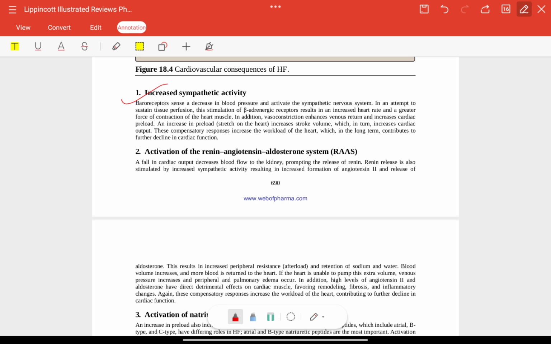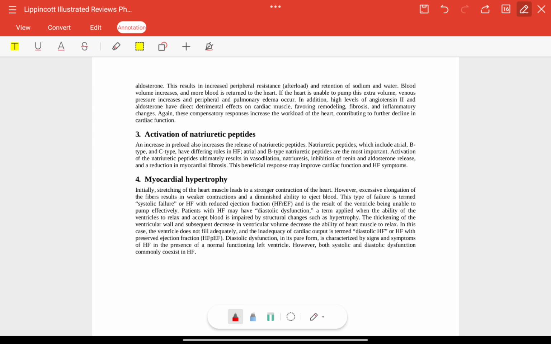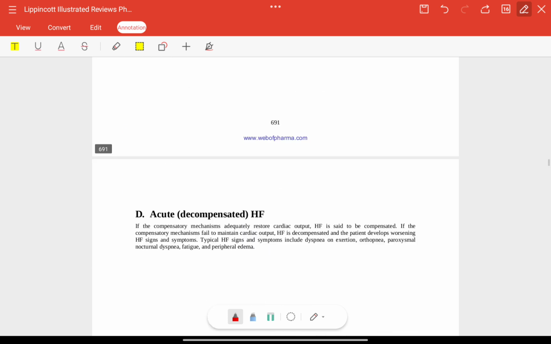Now, the compensatory mechanisms are increased sympathetic activity, activation of the renin angiotensin aldosterone system, activation of natriuretic peptide, and myocardial hypertrophy.